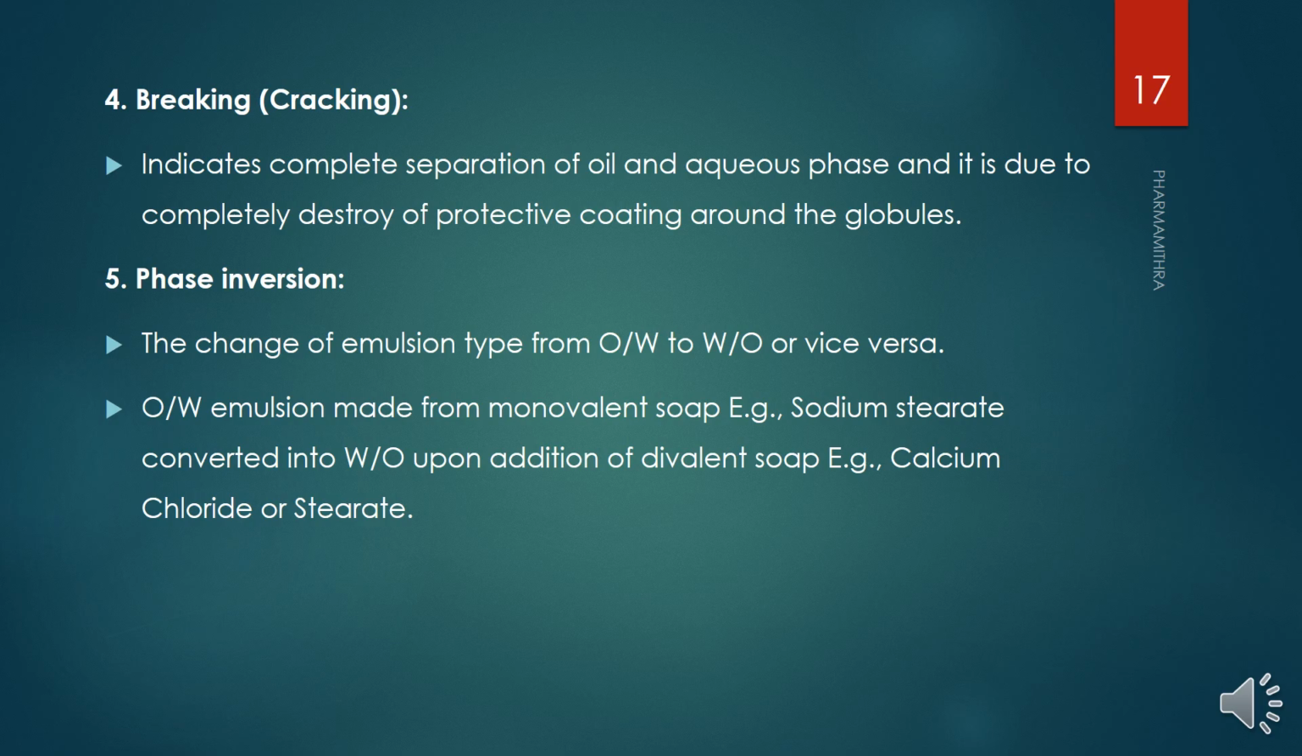And fifth problem is phase inversion. That is simply the emulsion type will change. That is, oil in water changes to water in oil type, and vice versa. For example, an oil in water emulsion made from a monovalent soap may result in phase inversion. This is the best example for phase inversion.